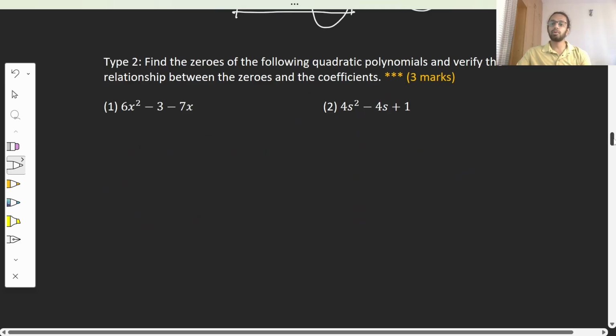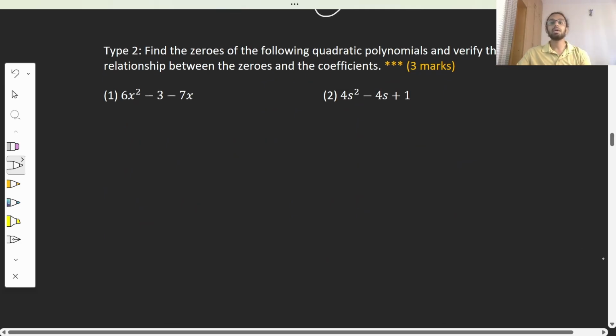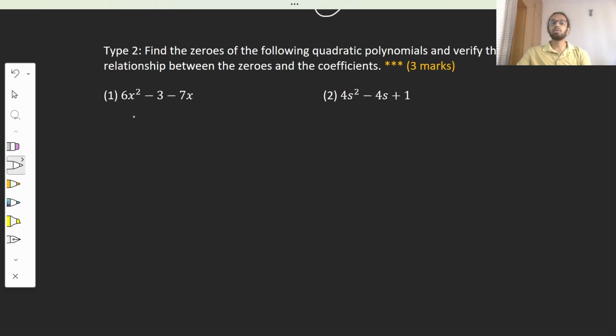This is type 2 in this chapter. It's 3 star, which means it's very important, and it is important from 3 marks point of view. The first step to do is, when we get a question like this and we have been asked to find the zeros and also verify the relationship between the zeros and the coefficients, that is the question. The very first step is to reorder them if they are not in the right order. That is, first we need to have the x square term, and then we need to write the x term, and then we need to write the constant term.